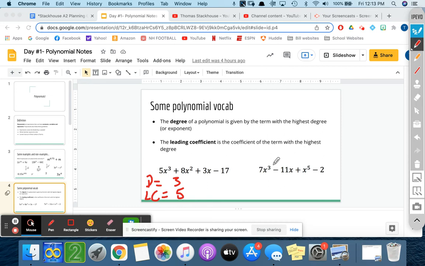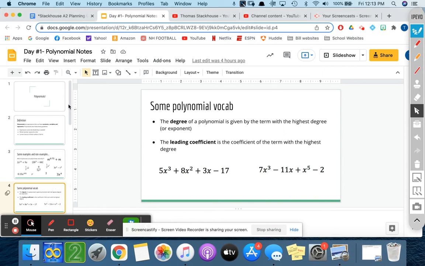The reason why the right-hand side is trickier is that it's not in standard form. So some people might say, hey, the leading coefficient is 7. That's not true. Just because it's first in our list doesn't mean that's the correct answer. Our highest exponent is 5, so the degree is 5. That means the leading coefficient is the number right in front of it, which is a 1 in front of that x to the 5th. That's why standard form is so important. It helps.